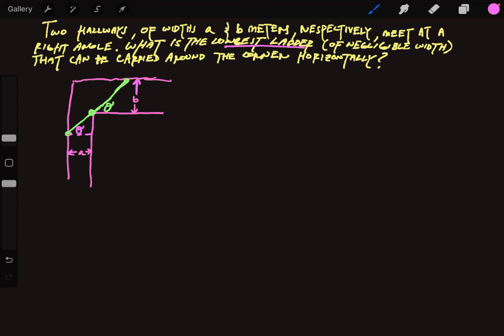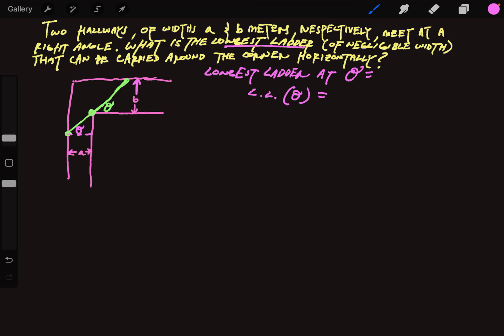The thing is that we should see that theta is going to start off at 0 when the ladder is like this, let's say. Then it's going to increase till it's in the position it's in, and then it's going to eventually turn over. You want to ask yourself, what is the longest ladder at any theta? Okay, so let's come up with a function for the longest ladder at theta. I'm going to abbreviate that longest ladder of theta.